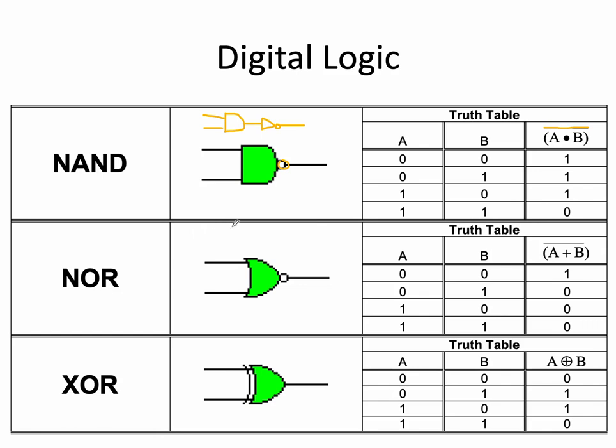A NOR gate is just like an OR gate followed by an inverter or a NOT gate. And so its output is exactly opposite that of an OR gate. With an OR gate before, if A was true or B was true, you would get an output of 1. Now, the only time you get an output of 1 is when both inputs are 0. And so this is not A or B.